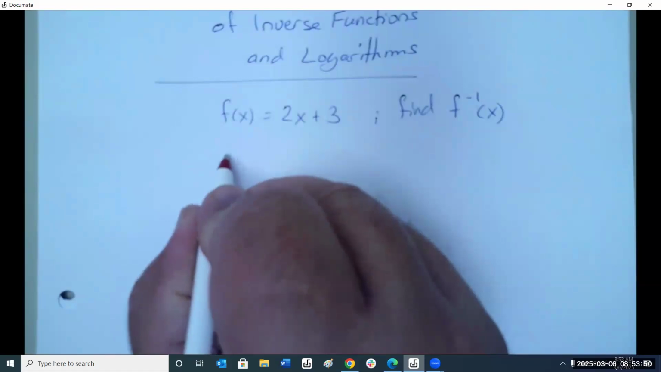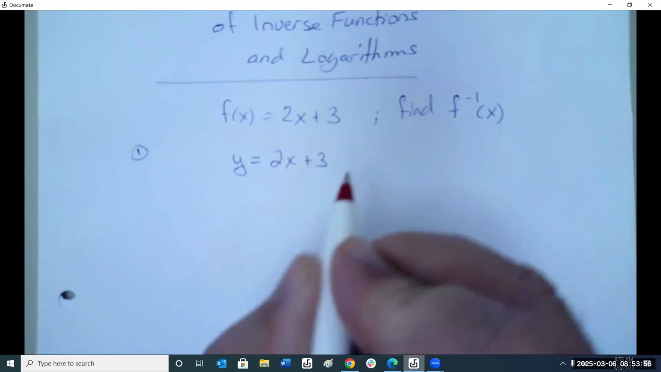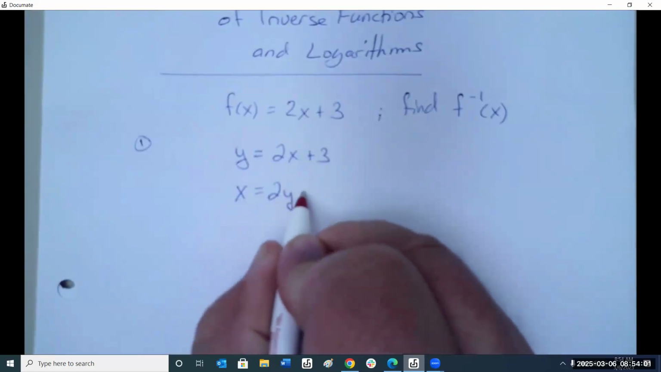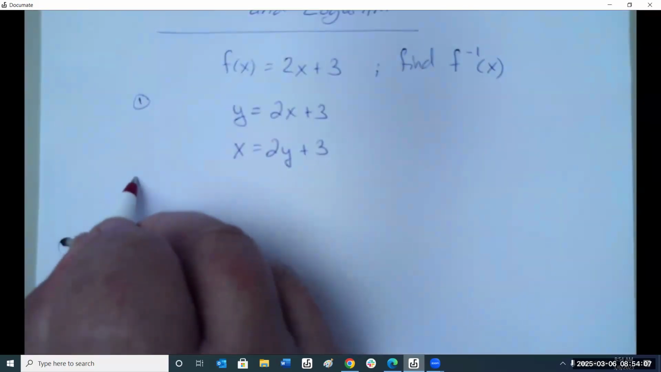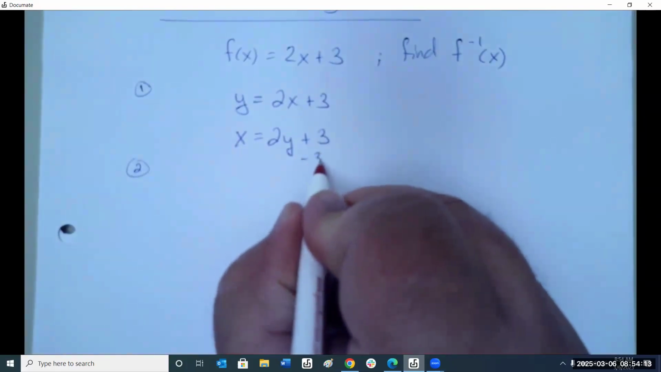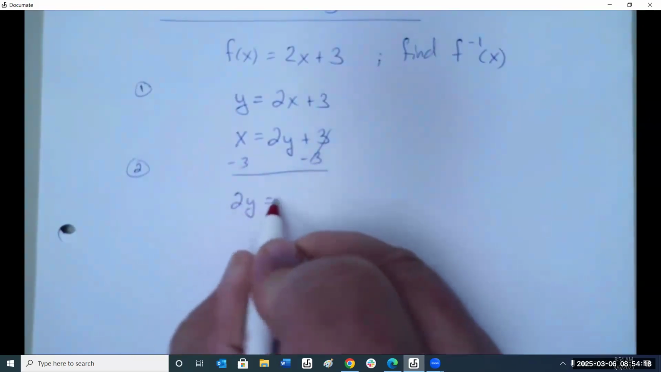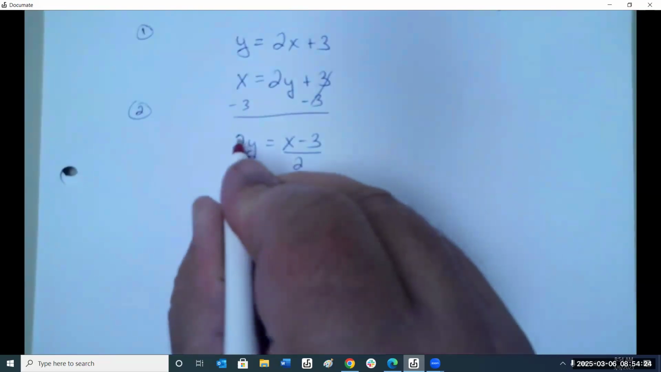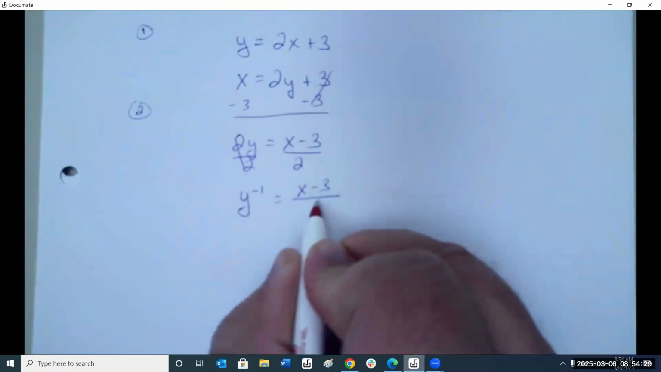So here are your steps. First step, y equals 2x plus 3. First thing you have to do is switch x and y. Second step, solve for y. We got 2y is equal to x minus 3, divided by 2. So my inverse is x minus 3 over 2.